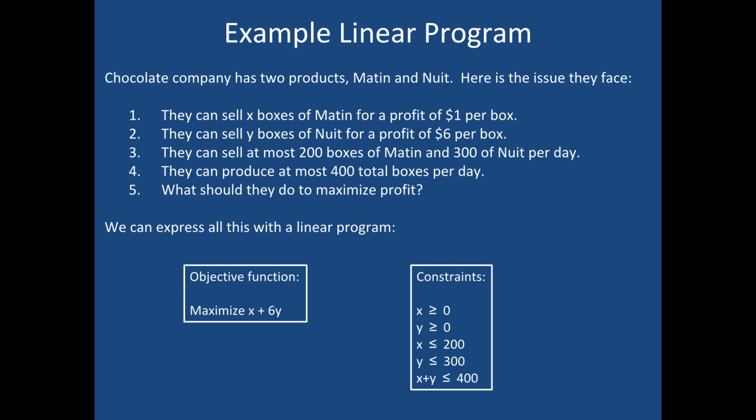So a linear program consists of constraints, which are linear inequalities, and an objective function, which is a linear function that you either try to maximize or minimize. In this case, we're trying to maximize x plus 6y. Where did that come from? The profit for Matin is $1 a box, so that corresponds to 1 times x, which is x. And 6 corresponds to the Nui. Right, it comes from the profits up there. You're trying to maximize the amount of profit subject to those constraints. So that's a linear program.